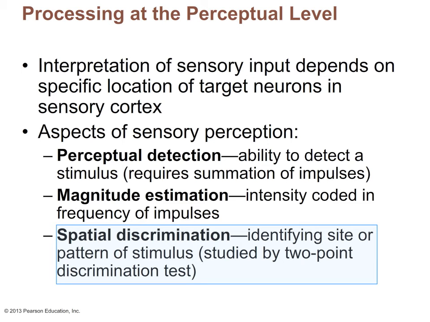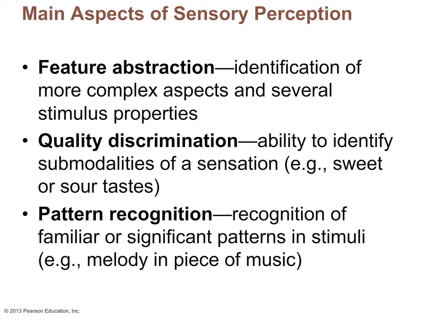Even though you aren't looking at them, you can discern what something is and what it looks like just based on your sense of touch alone. So we have this ability to do something called spatial discrimination, to figure out how far different parts of this object are apart and get a 3D dimensional image of this in our mind so that we can identify it. Another aspect of perception is our ability to do something called feature abstraction.